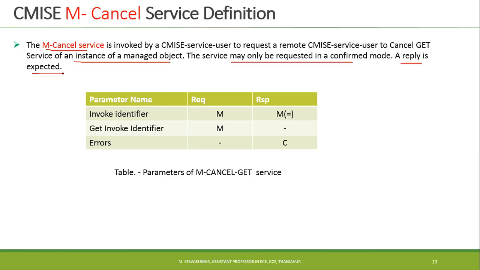Similar to that, in the remote system of the telecommunication network management, the invoke identifier value should be in the response, and if an error happens, that error information will be sent to the M-cancel service also. It should be cancelled, or not cancelled, it is unable to cancel, process already done. Likewise, these things have to be done by the CMISE using the M-cancel. M denotes the management of the remote services of the common management information service element.